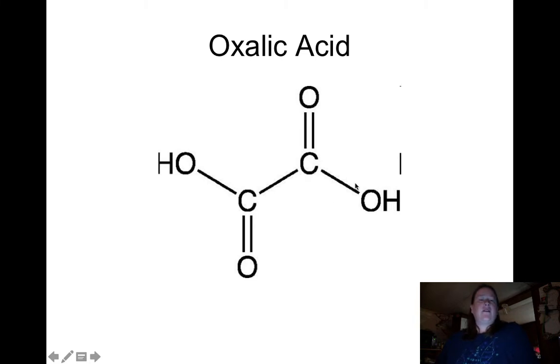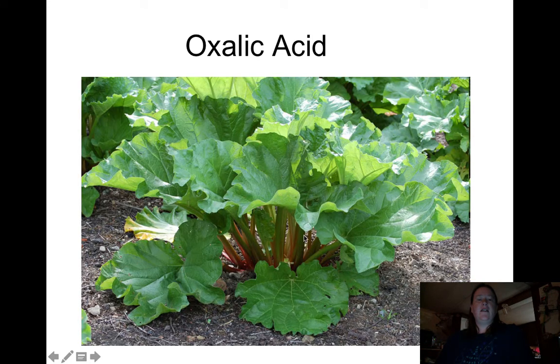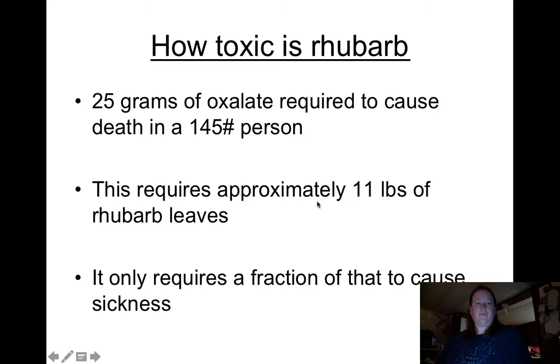Oxalic acid is one we talked about briefly before, another dicarboxylic acid, and it can be found in rhubarb. And it's toxic to us, but it says that 25 grams of oxalate is required to cause death in a 145-pound person. So that would mean you would have to eat about 11 pounds of rhubarb leaves.